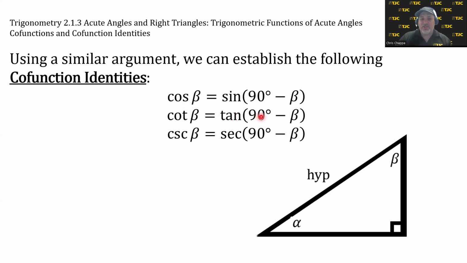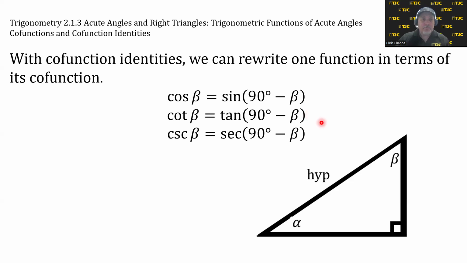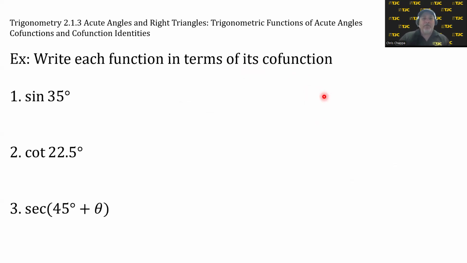Cotangent of beta equals tangent of 90 degrees minus beta. And cosecant of beta equals secant of 90 degrees minus beta. With cofunction identities, we can rewrite one function in terms of its cofunction. For example, we're going to write each of these functions in terms of its cofunction: sine of 35 degrees, cotangent of 22.5 degrees, and an expression, secant of 45 degrees plus theta.